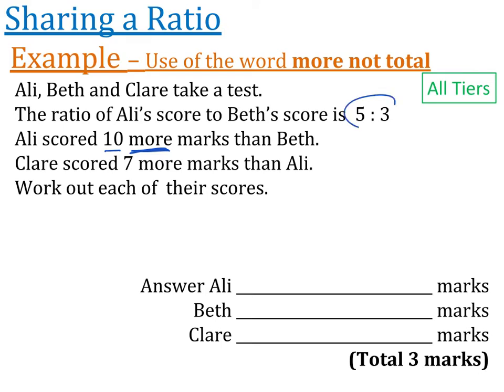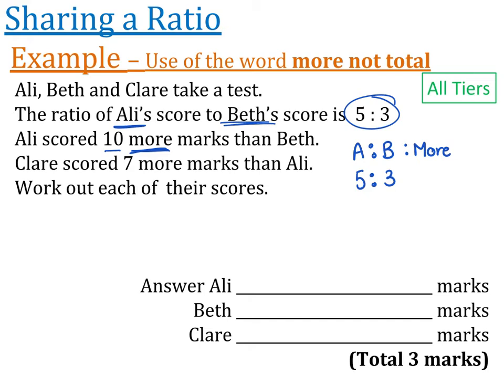All right, so the 2 people that they told us about are Allie and Beth. So I'm going to go ahead and put those in there. So we've got Allie and we've got Beth, and they're in the ratio of 5 to 3. Now, I also know that Allie scored 10 more marks, so I need another column with the word more.